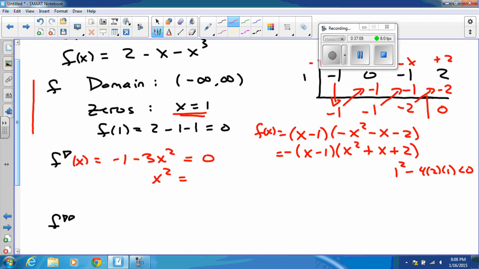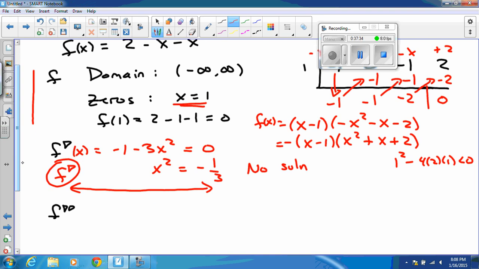For f prime, matters are much simpler. First of all, we compute f prime of x, and f prime of x is equal to negative 1 minus 3x squared. And we set that equal to 0 so that we can find critical points and local extrema. When we set that equal to 0, we discover this requires x squared to be negative 1/3, which has no solution. So there are no critical points, and f prime is either going to be positive or negative on the entire real line.